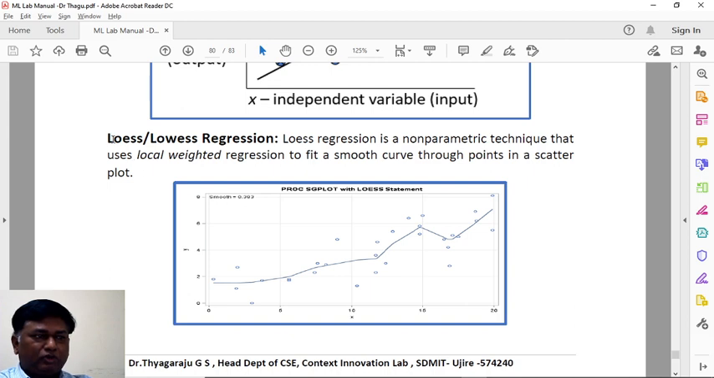The locally weighted regression algorithm takes only local data, only a few sets of data, and finds a regression for those data. Here you can see for these 4 data points, one regression line is drawn, and for the remaining points, one more regression is drawn, and for the next set of points, another regression, and all these regressions are combined. By combining them, the locally weighted regression can predict your data set. So this is called the LOIS algorithm or locally weighted regression algorithm. This is what we are going to implement in our lab program.